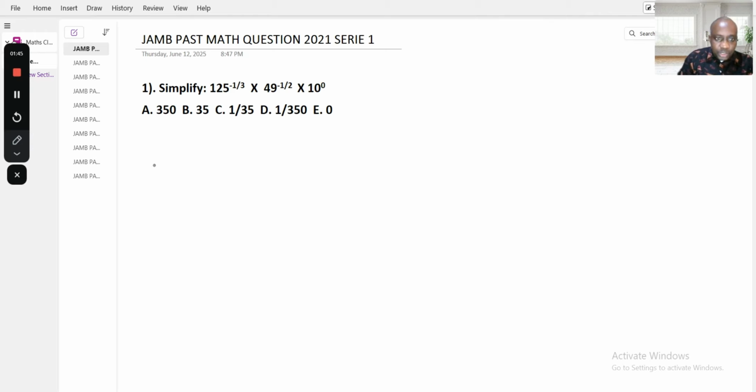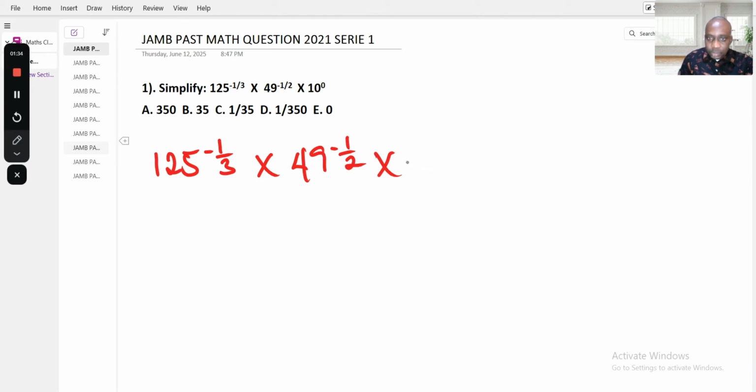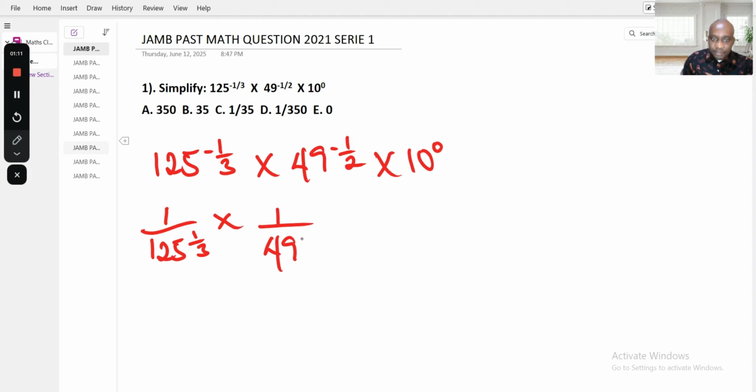Let me write out the question. Multiply by 10 raised to the power 0. Now to remove this negative sign, we need to turn this into a proper fraction by saying 1 over 125^(1/3). We have turned this to a proper fraction, and removed the minus. The next one, 1 over 49^(1/2). We have removed this minus as well.